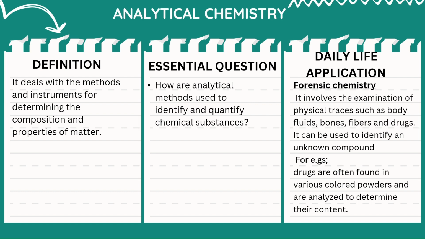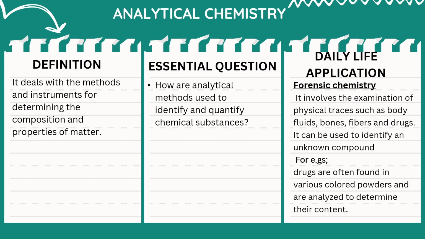What does that report include? It includes the explanation of the forensic chemistry behind the evidence that was collected during the criminal investigation, and that examination might include physical traces such as body fluids, bones, like small pieces of bones, or maybe bones of a dead person if it's a case of murder, for example, fibers and drugs as well.